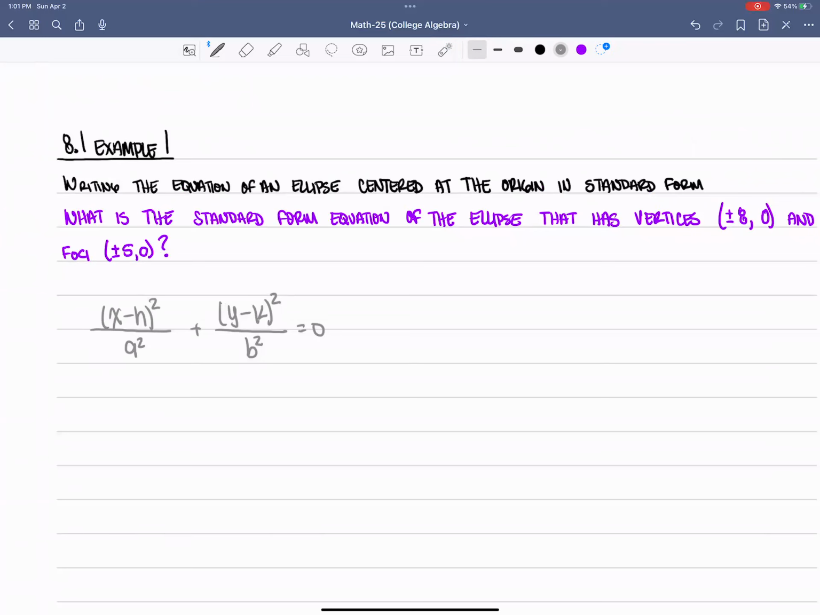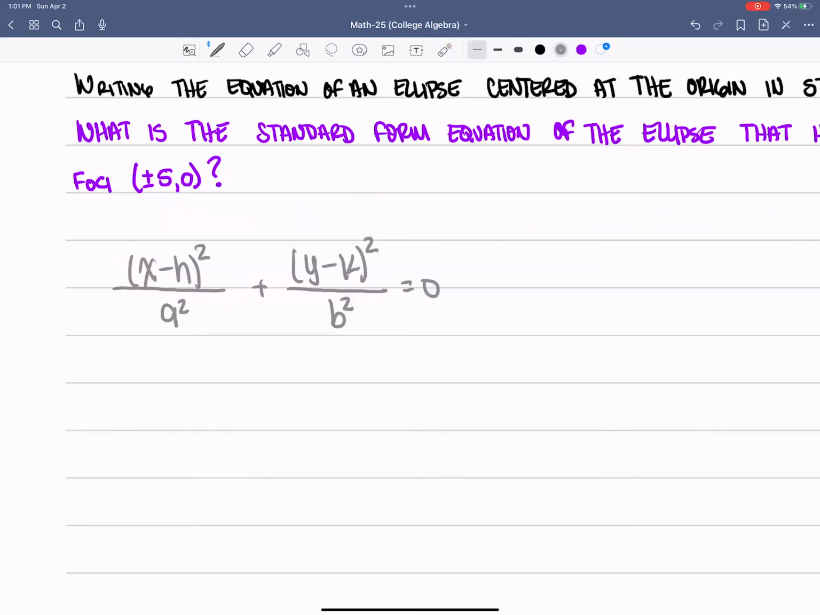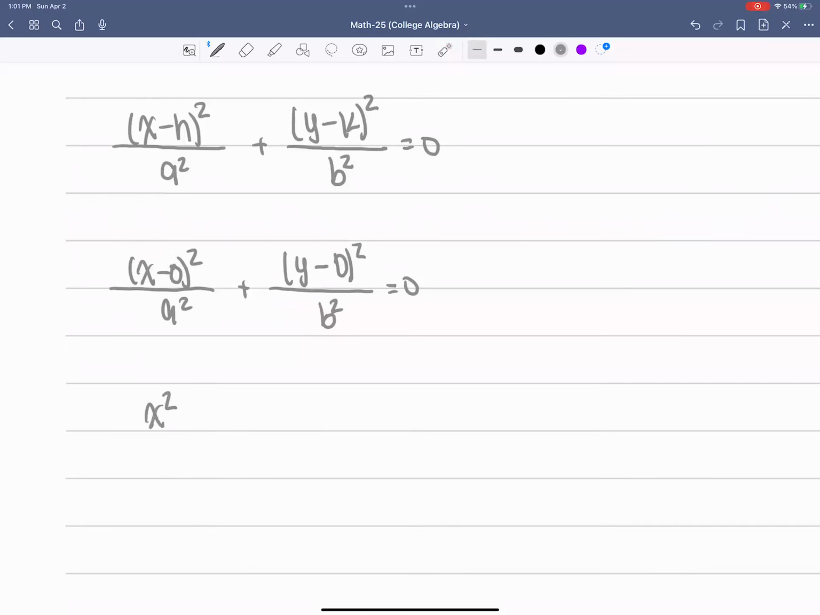Okay, so this time it's centered at the origin. So the center, which is going to come from our h, k, is 0, 0. So we'll have 0 for h and 0 for k. Rewriting that equation, we're just plugging 0 in for h and k. And simplifying it, we just end up with x squared over a squared plus y squared over b squared.